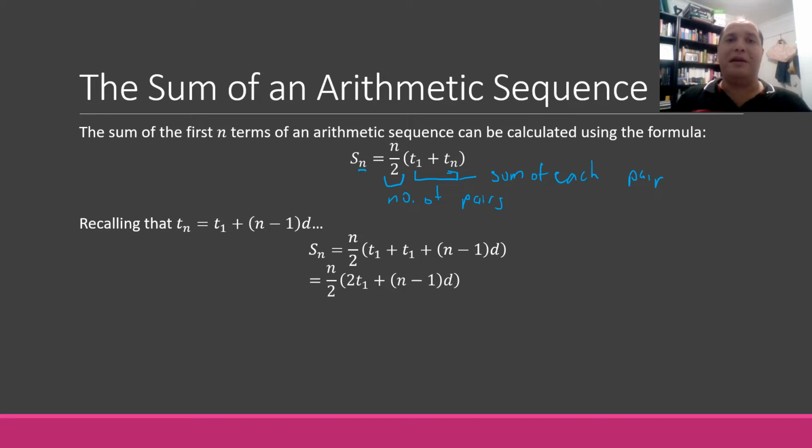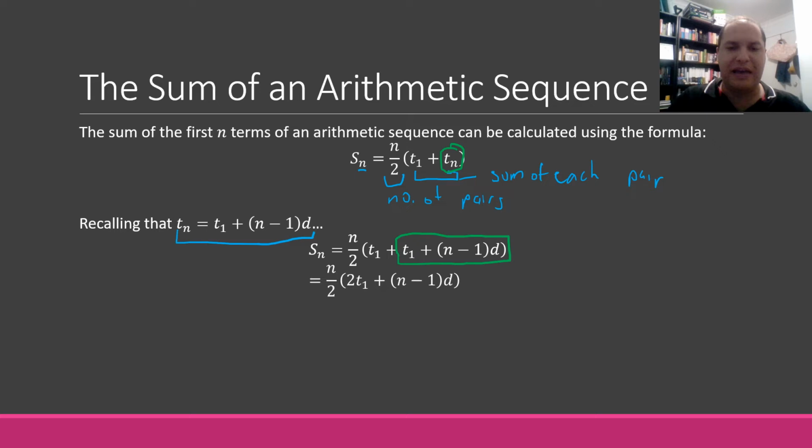And so this formula helps us work out the sum of our arithmetic sequence quite easily. Now, we can also make this formula a bit more general if we know what the common difference is, by recalling that Tn equals T1 plus (n minus 1)d. That's our general form of our arithmetic sequence. So what we're saying here is that Tn can be written as T1 plus (n minus 1)d. So just substitute that in.